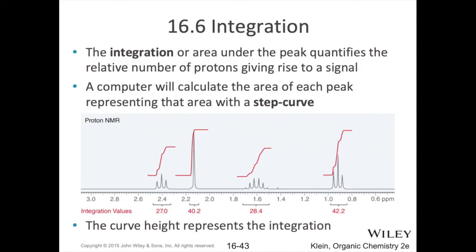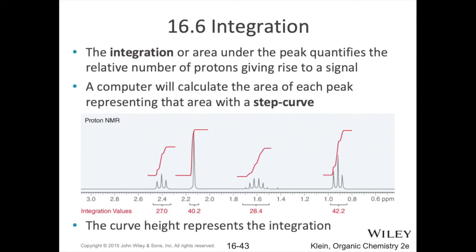Now, when you first tell the program to measure these, it gives you just the raw numbers. And those numbers, when listed, seem kind of meaningless. So here are the actual integration values this program gives you: 27.0, 40.2, 28.4, 42.2. What does that mean? Do I have 27 protons on my molecule? No, you don't. Of course, that's ridiculous.